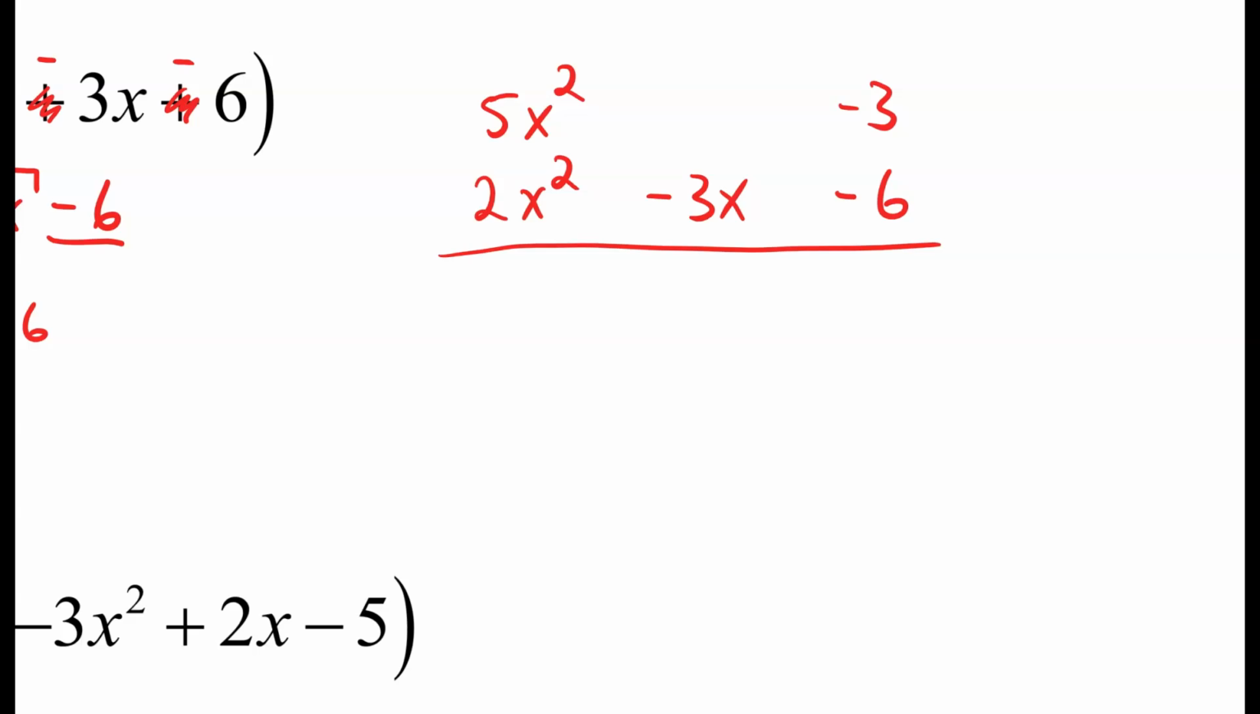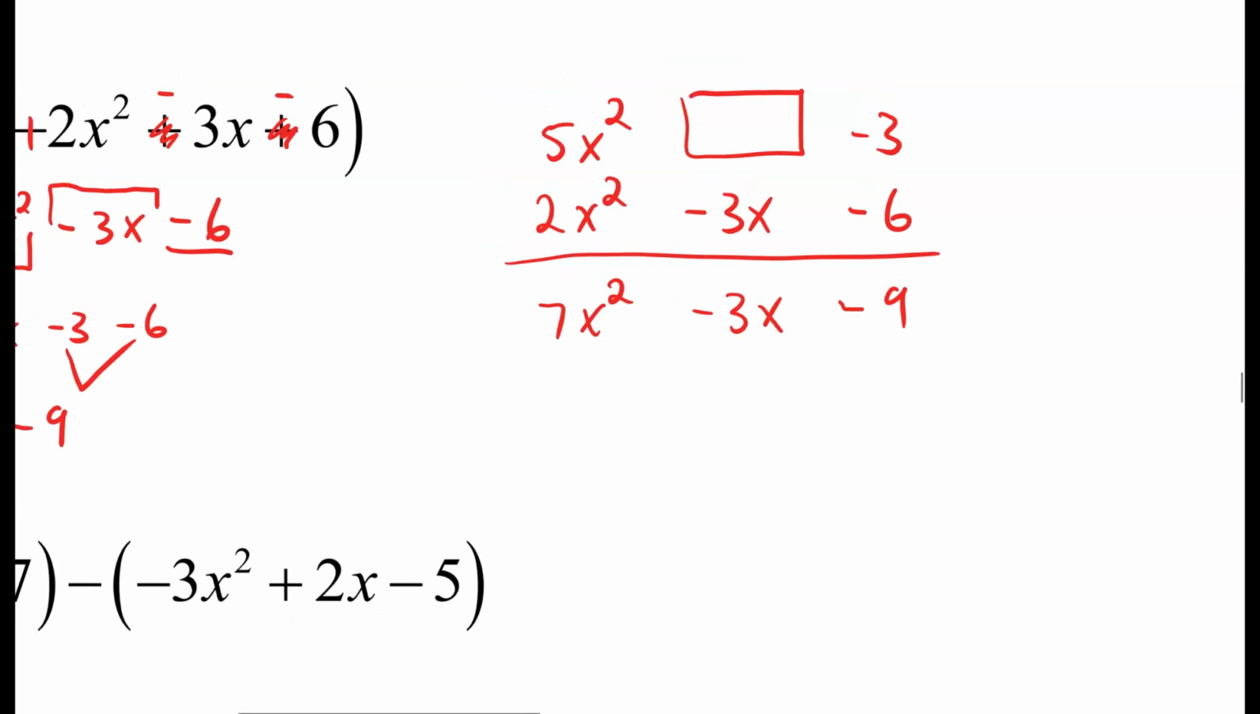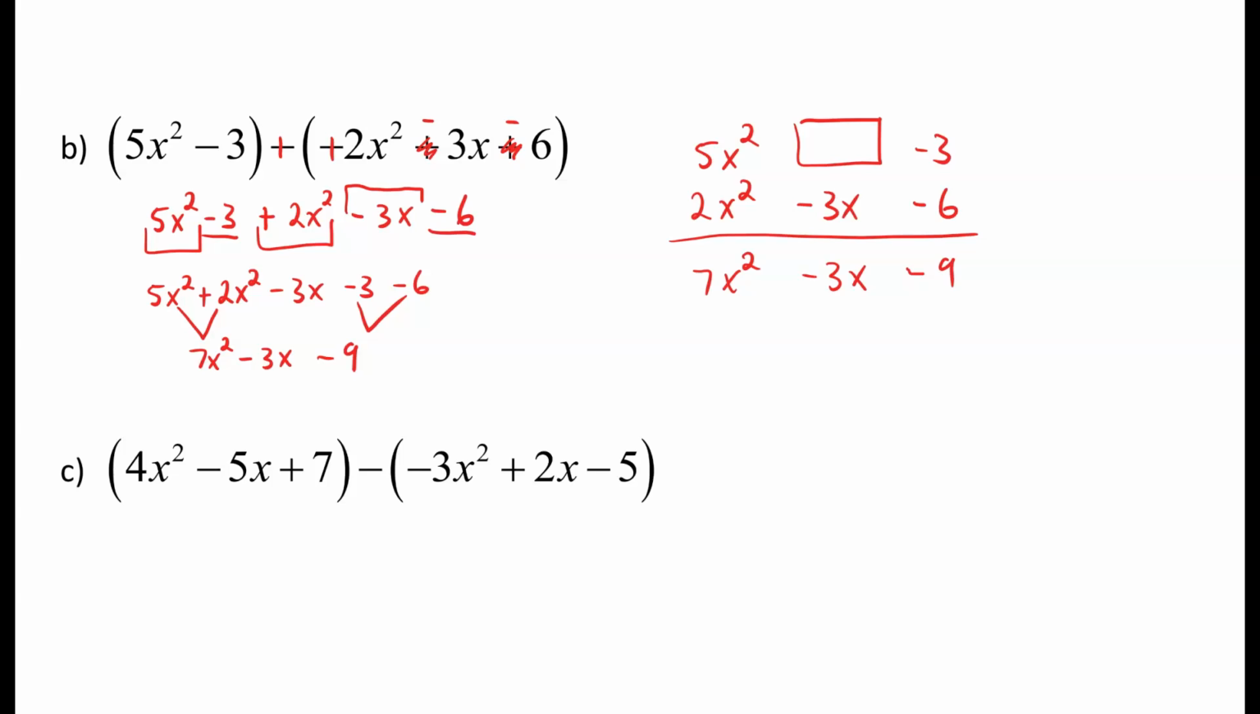So remember, I don't have any other x's, so I'm just leaving that space blank. It would work out the same here, where I'd have -3 and -6, making -9. Then I have -3x by itself, and 5x squared plus 2x squared would be 7x squared. So either way that you do this, you end up with the same answer.